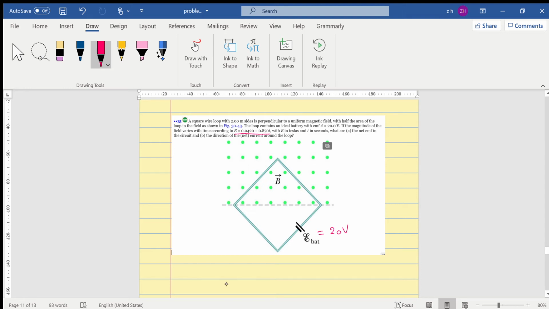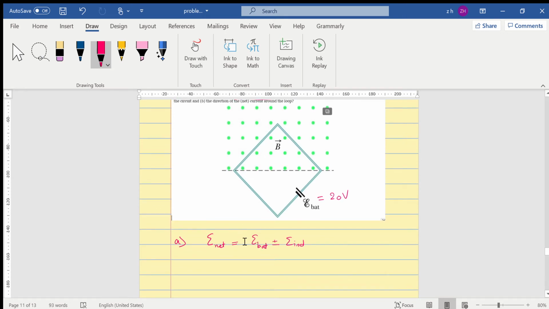Pay attention, they are asking us for the net EMF. Okay, and this means that we need to check for the battery's EMF plus or minus the induced EMF according to whether they have the same direction or not. So let's start by studying the induced EMF here.